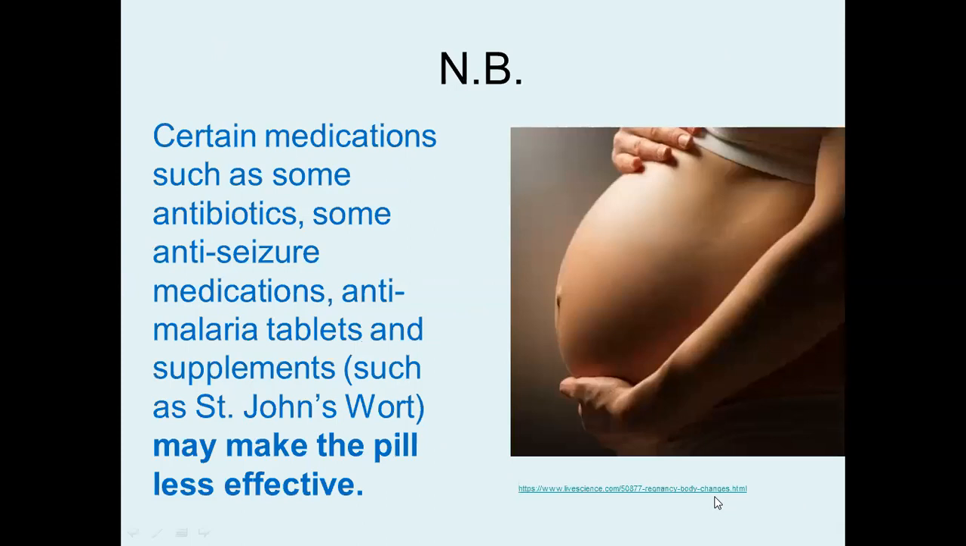Okay, then this is critically important. Certain medications, such as some antibiotics, some anti-seizure medications, some anti-malaria tablets, and certain herbal supplements, such as St. John's wort, make the pill less effective. In other words, if a female is taking the pill and it's working pretty well for her, and then for some reason she has to go onto antibiotics, the antibiotics nullify the effect of the pill and make it less effective, increasing the chances of that female falling pregnant.